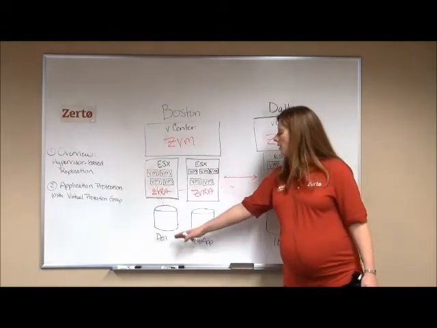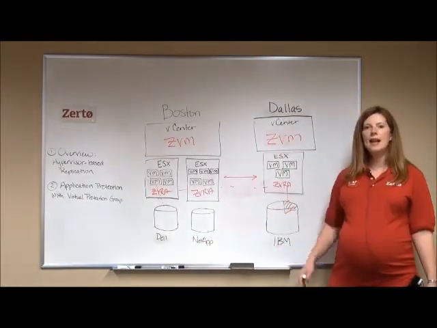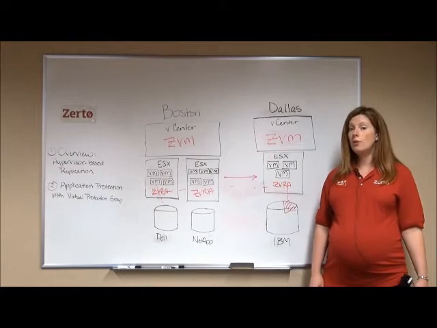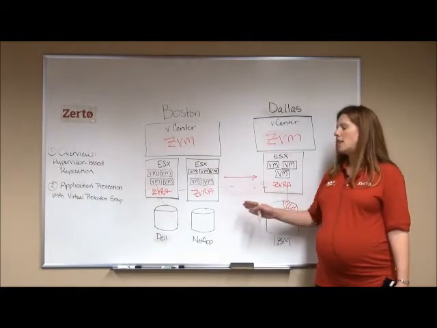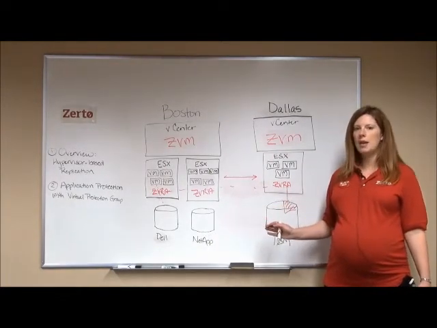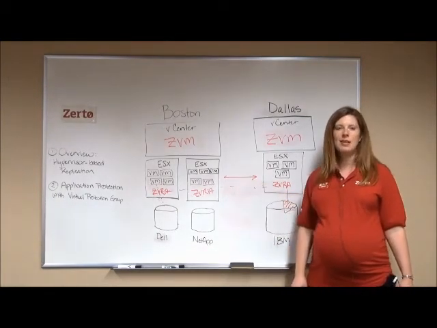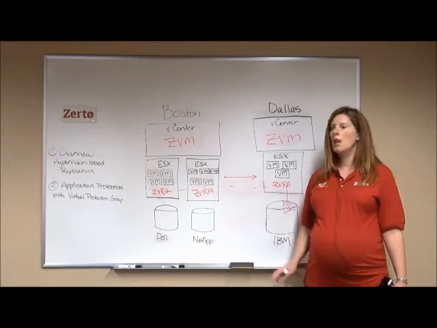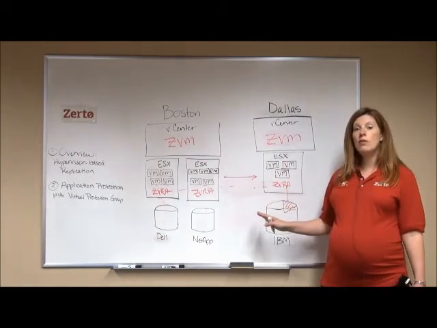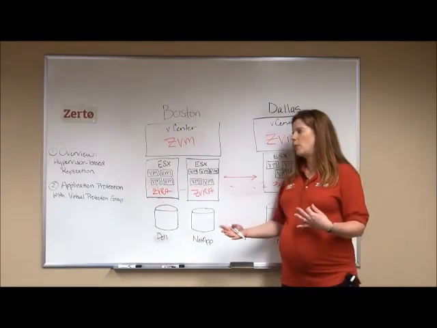You'll also see that we have different types of storage here: Dell, NetApp, IBM. Zerto is a hardware agnostic solution. We can replicate from anything to anything, SAN to NAS, doesn't matter. And also we have WAN compression and throttling to further minimize the impact on the environment. So that's a simple overview of the environment, but now let's talk about application protection.